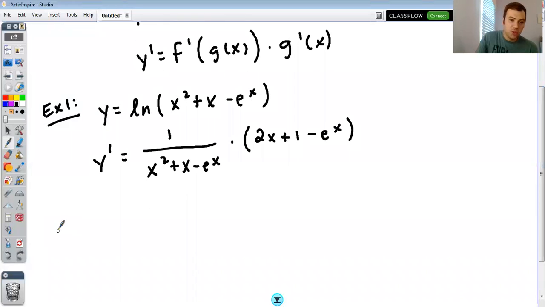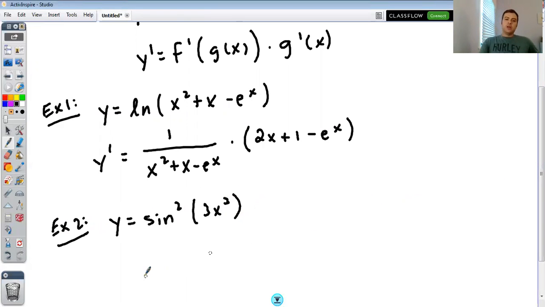All right, example 2. Let's do one with a couple chains. Y equals sine squared 3x cubed. So when I take the derivative of this one, we're going to start on the very outermost function. That's raised to the second power, and sine is squared. So I'm going to begin with the power rule, moving that 2 to the front, and keeping everything else the same. And the new power is first power.